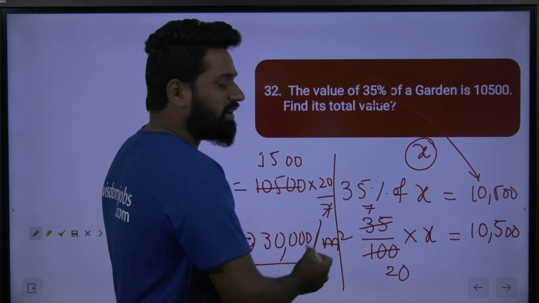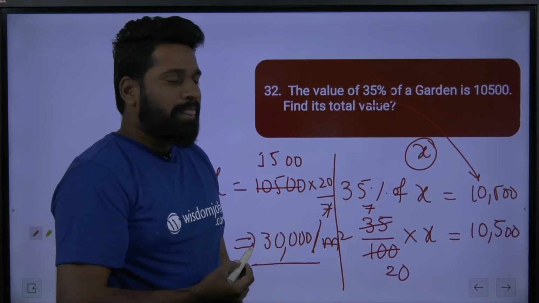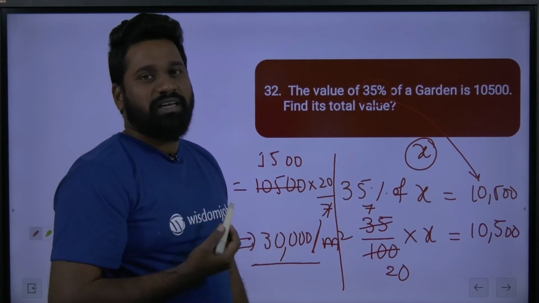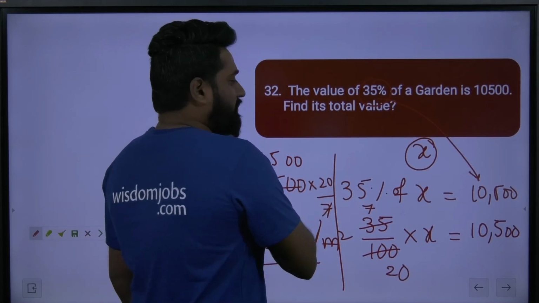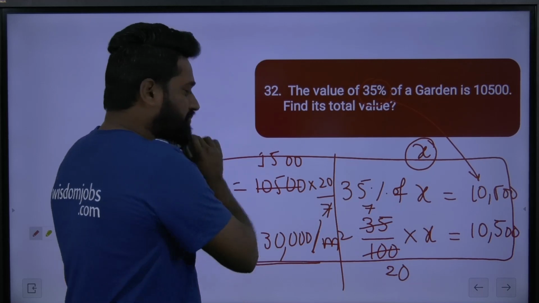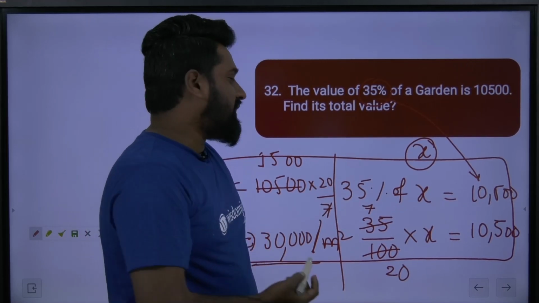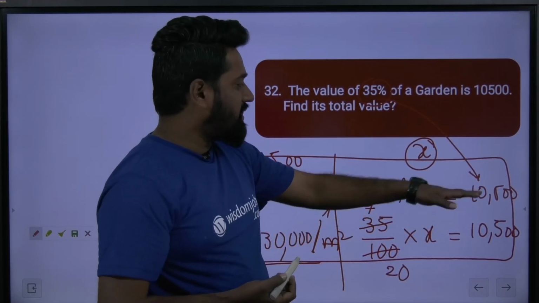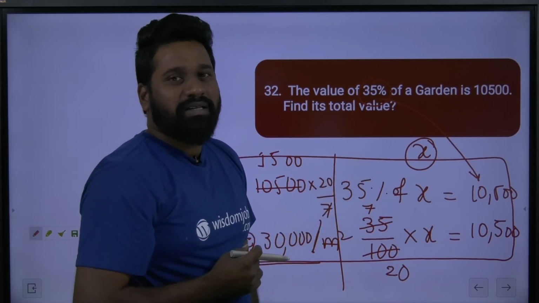Suppose meters is given, we will get square meters. Or if centimeters is given, it becomes square centimeters. So this is the regular method, right? You know all of this method: first taking x and assuming 35% of this x as this value. This is the regular method, right?